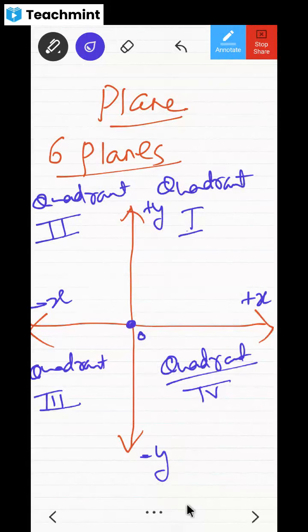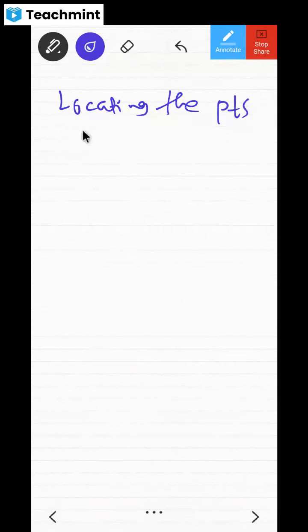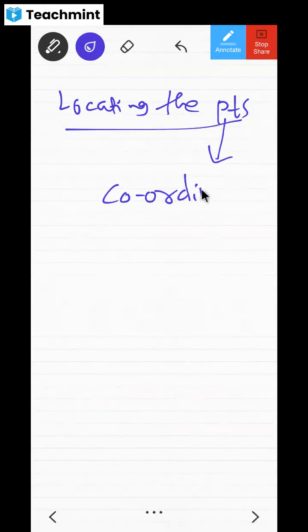Okay. Now, usually we call how we locate the points. Locating the points is very important. So locating the points, we call them as coordinates also. So instead of saying the points, we can call it as coordinates. Okay. So coordinates, how to recognize, how to plot them.